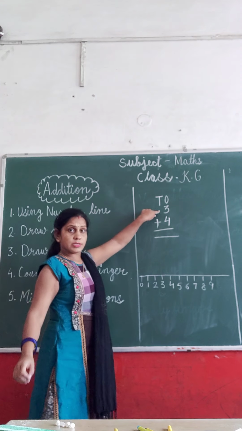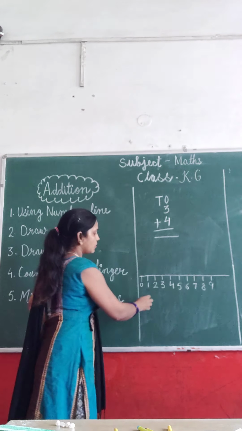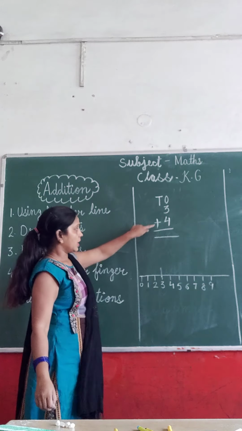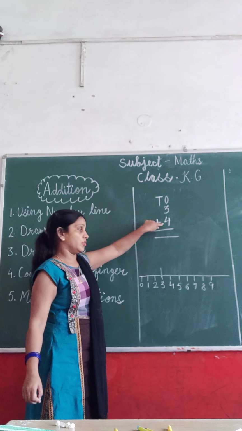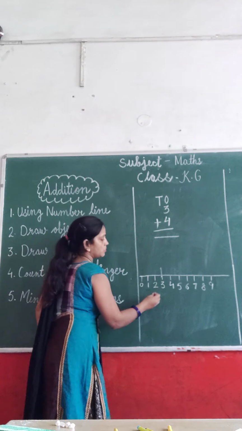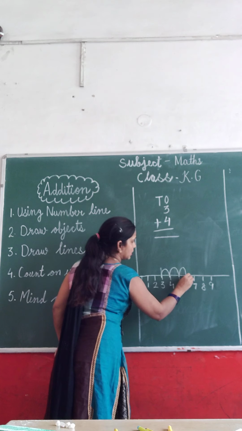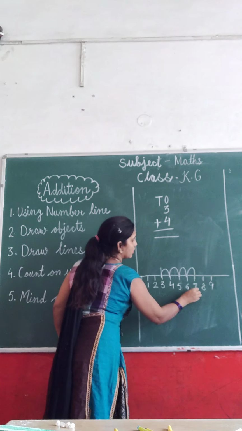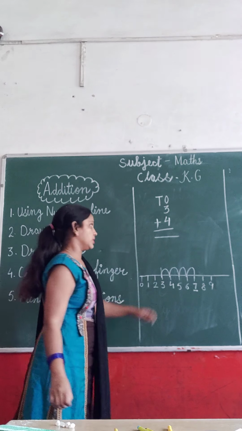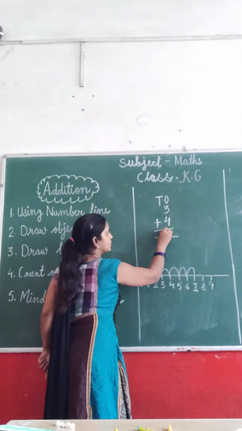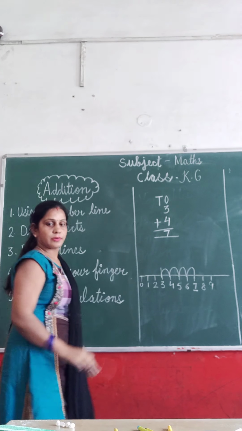Which number is this? 3. Look here. Where is 3? Here. And which number is this? 4. You will count more 4. 1, 2, 3, 4. Now this number is 7. 3 plus 4 is equal to 7.